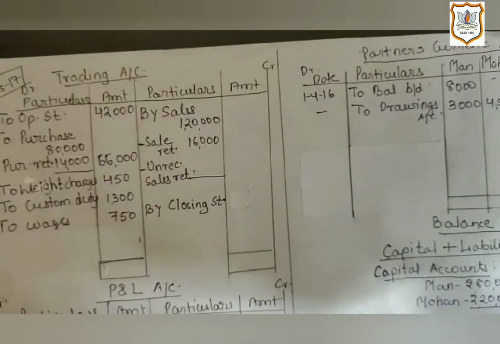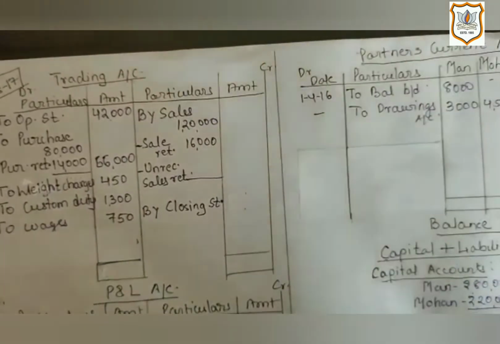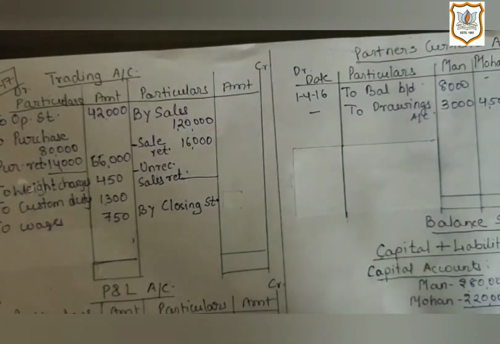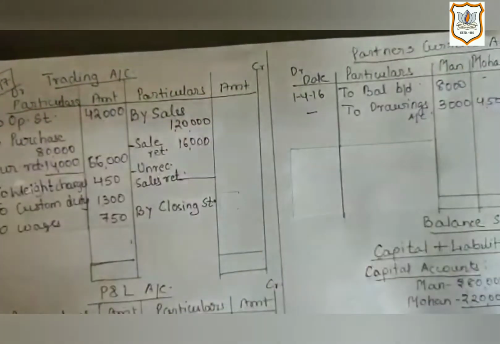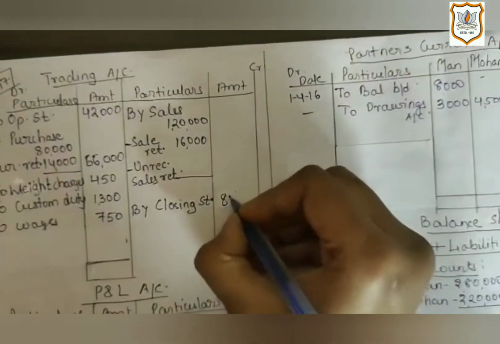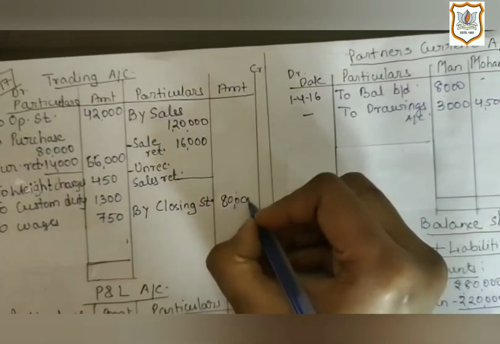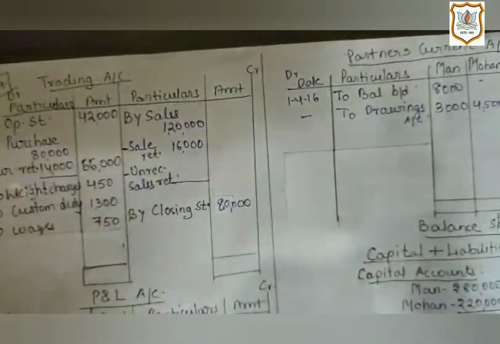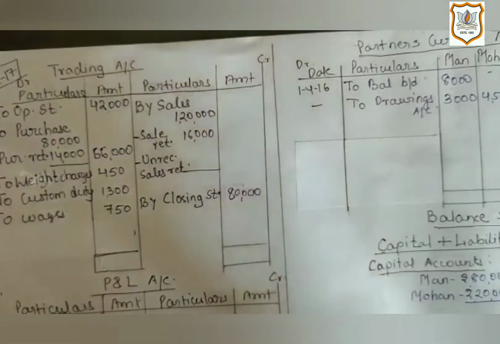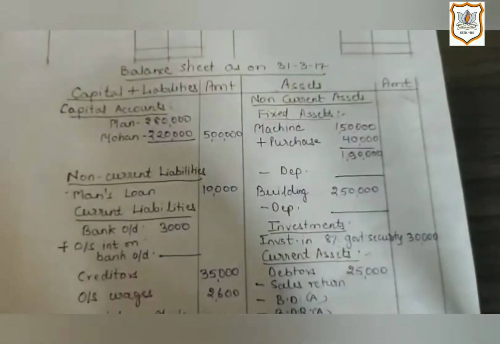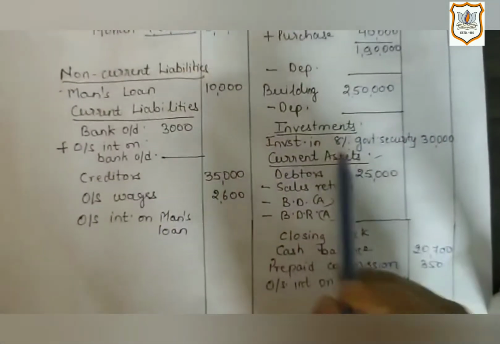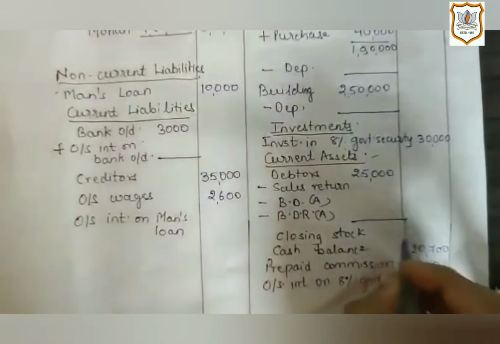Here first adjustment is given about closing stock. The value of closing stock is rupees 80,000. Its market value is 10% more. So here we will record 80,000 as value of closing stock. According to the concept of prudence, we take lower value. Now second effect of it will be on asset side in balance sheet under the heading of current asset, 80,000.